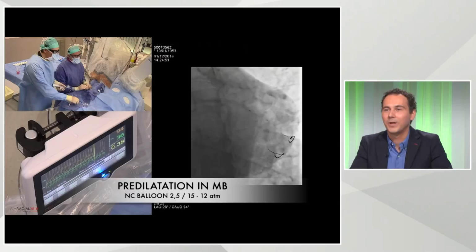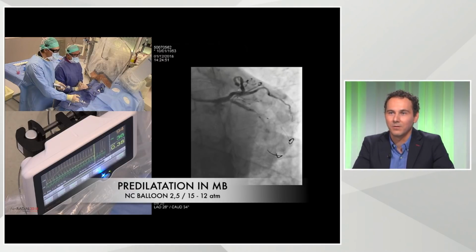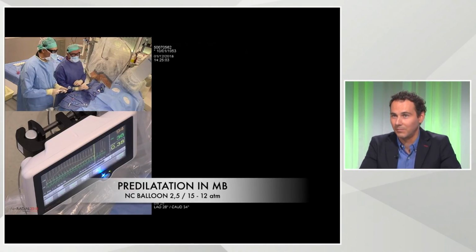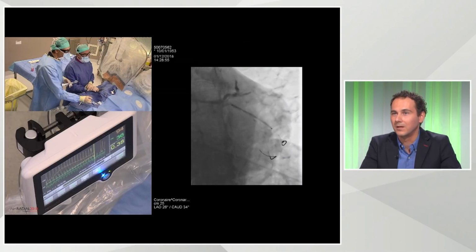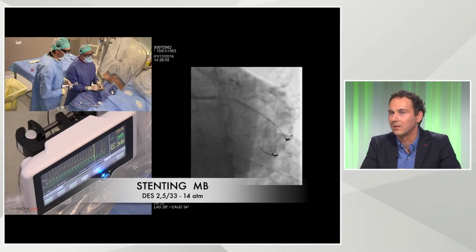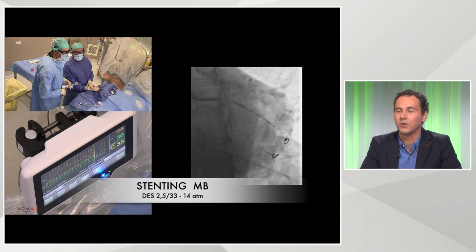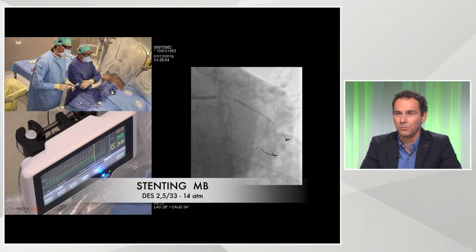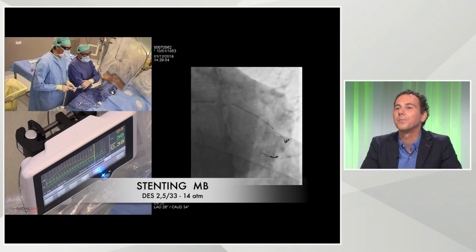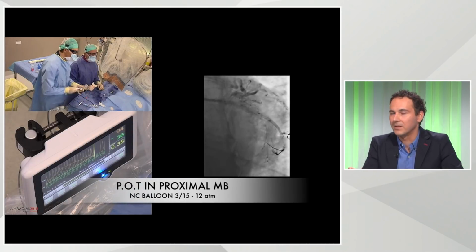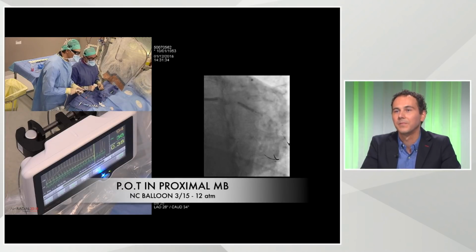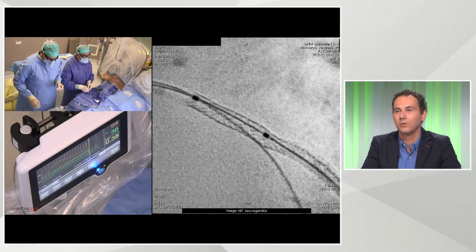So this is how we treat it. We predilate the main vessel, the main branch, with a 2.5 millimeter balloon, predilatation and implantation of a quite long stent, long enough to do a POT in the proximal vessel. So this was a 2.5 by 33 DES, 14 atmospheres. 2.5 thanks to the diameter of the distal main vessel. And then the proximal optimization technique with a 3 millimeter balloon, according to the proximal side.